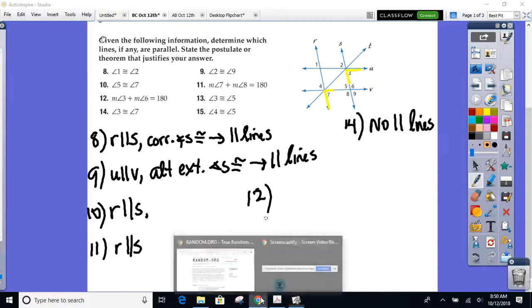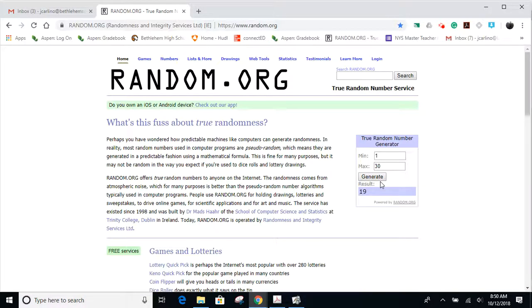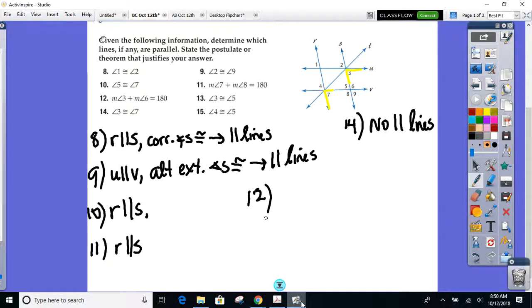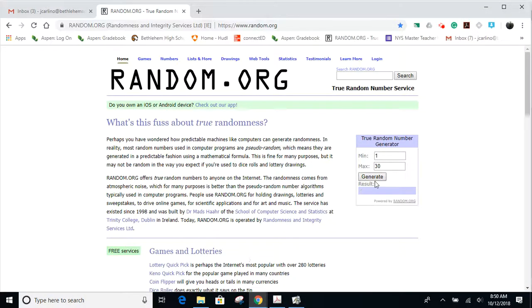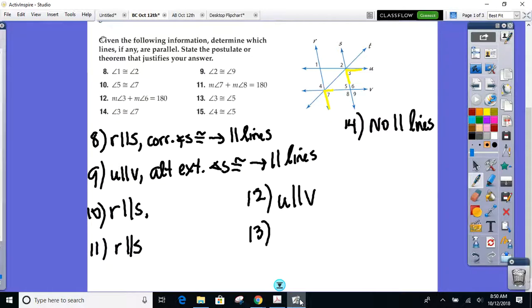Here we go with 12. What are we looking at for 12? Number 19, what do you have? Because what type of angles did they give you? There you go, same side interior again. Any issues so far? Okay, 13. Here we go, 29, 13. What lines are parallel? Because what type of angles do they give you? Alternate interior, perfect. We already did 14 together.